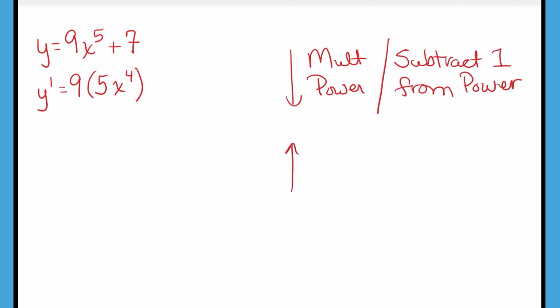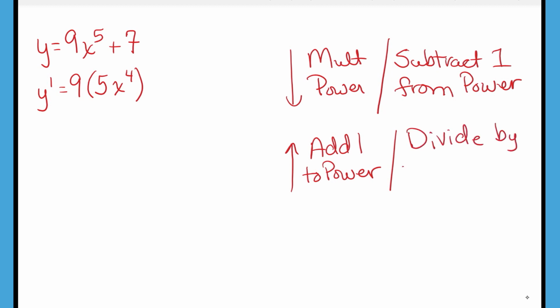Well, I'm going to do the exact opposite operation in the exact opposite order. And that would be backing up, right? So instead of subtracting 1, I'm going to add 1 to the power. And instead of multiplying the power, I'm going to divide by my new power.